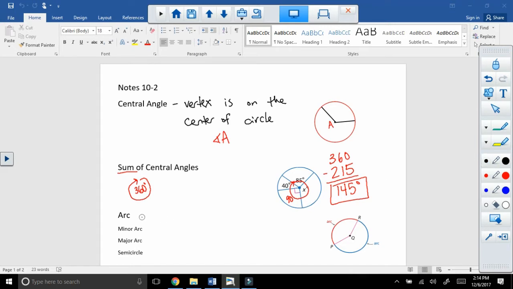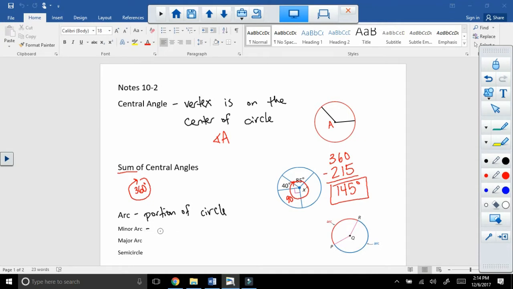Okay, the next thing we need to know is what an arc is. An arc is simply just a portion of the circle. And we have three different categories for arcs. So we can see that this central angle split it into these two arcs. So we have this one that's red, it's the smaller one. We have this one that's blue, that's the bigger one.